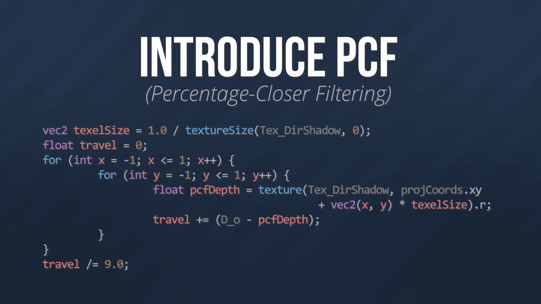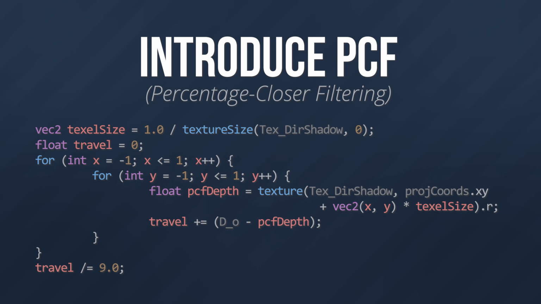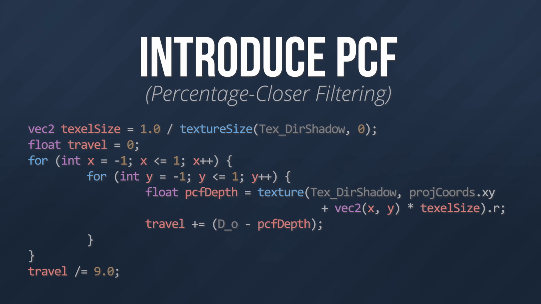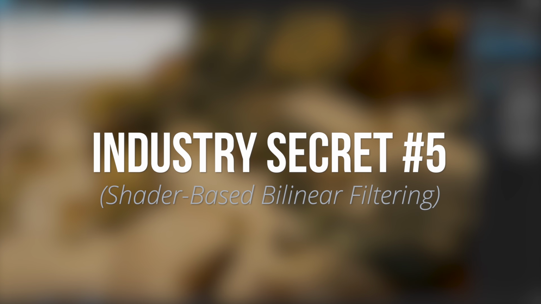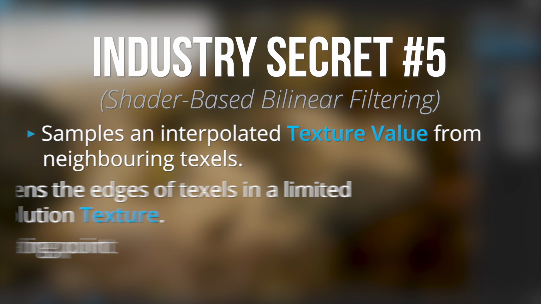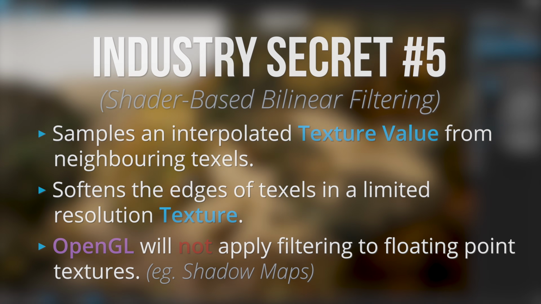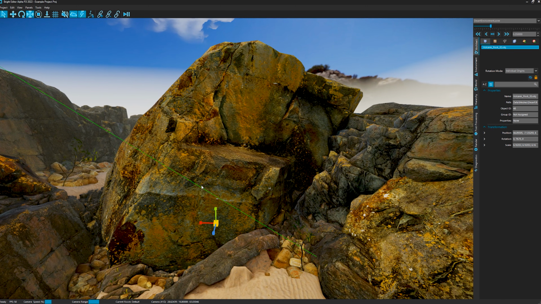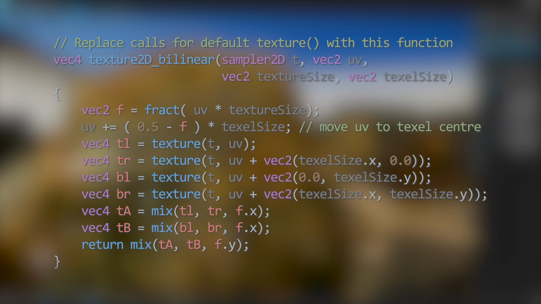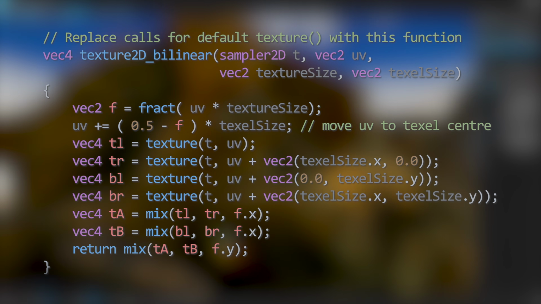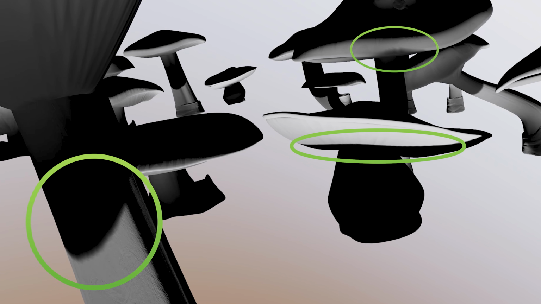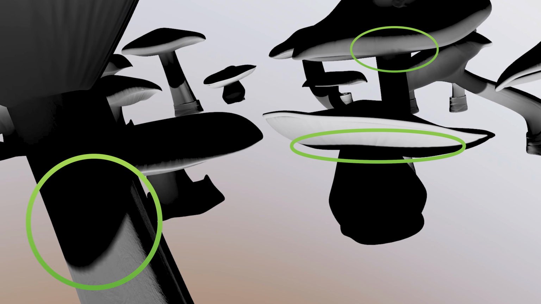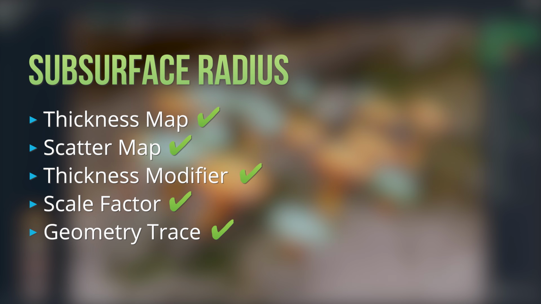Instead of sampling the shadow map once, we can sample it multiple times at different offsets to get a weighted average. To take things further, let's introduce some bilinear filtering. Normally, OpenGL does this for us, and it's why textures don't look pixelated when a 3D model is scaled up massively. But sadly, OpenGL won't do this for floating point textures, so we have to do it ourselves inside the fragment shader. With those changes made, the jagged edges are almost entirely gone, even though the resolution of the shadow map hasn't changed. The geometry trace is now complete, and with it, so is the radius.